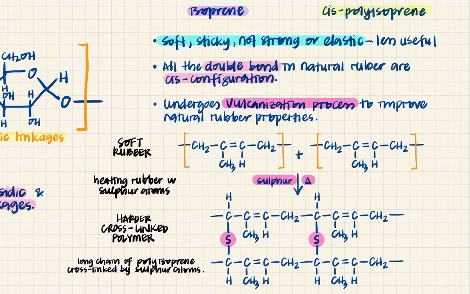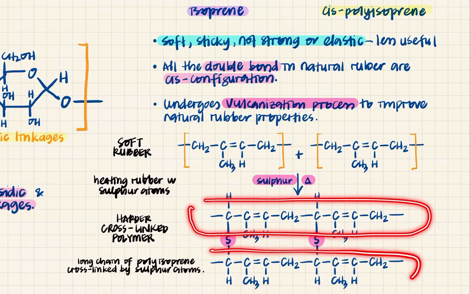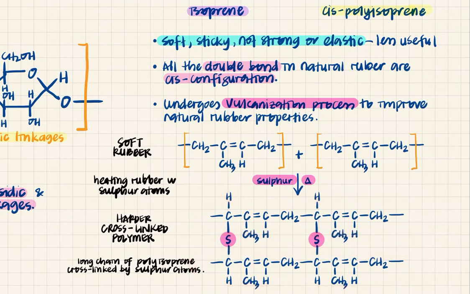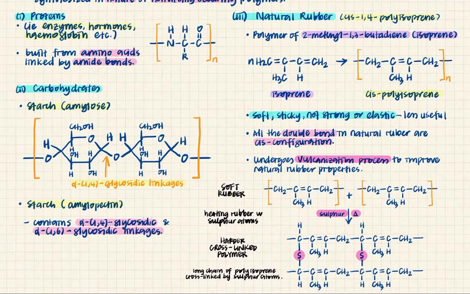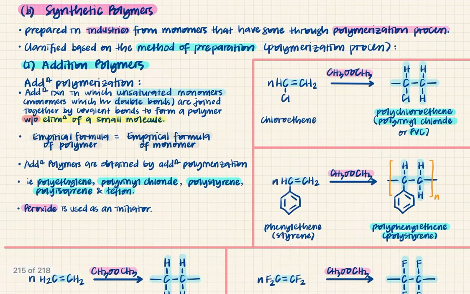Okay, so the sulfur atoms will become your branches. So here we have a long chain of polyisoprene, your natural rubber. Okay, cross-linked, meaning it has branches by sulfur atoms. So now your rubber is much stronger than it originally was. Okay, so it undergoes this process called the vulcanization process. Natural rubber only. Okay, next we have the synthetic polymers.